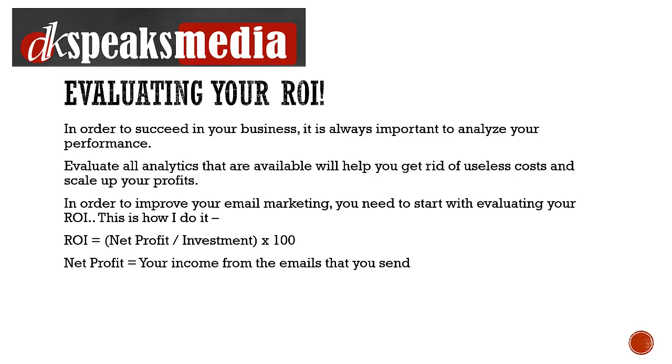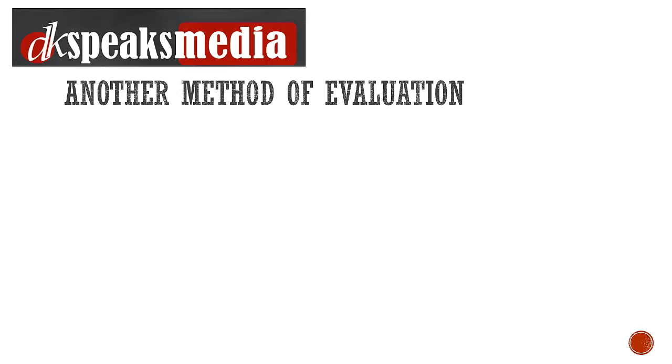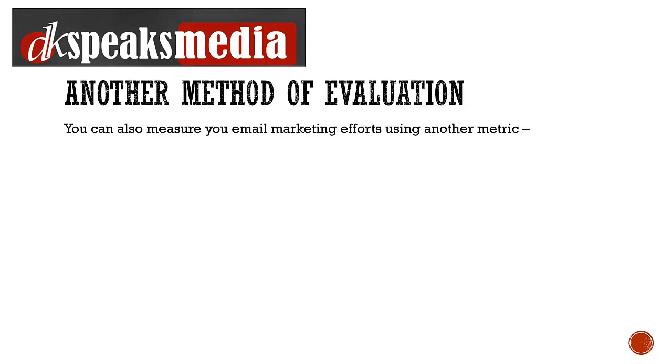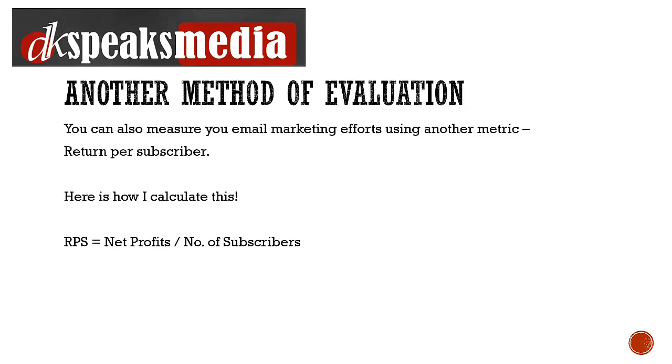Now, what is the net profit in your case? The net profit is equal to your income from the emails that you send. The investments will be your AR costs, which is your autoresponder costs, plus any other associated costs. The second method of evaluation is what I think is a better way of evaluating email marketing. You can measure your email marketing efforts by using a different metric, which is called return per subscriber, or RPS. Here is how I calculate RPS. RPS is equal to net profits divided by the number of subscribers.